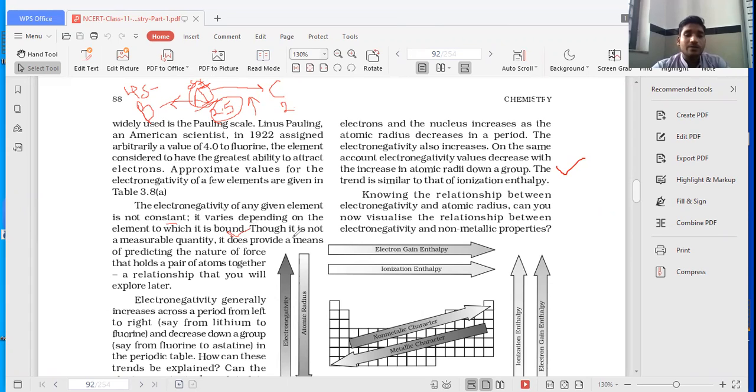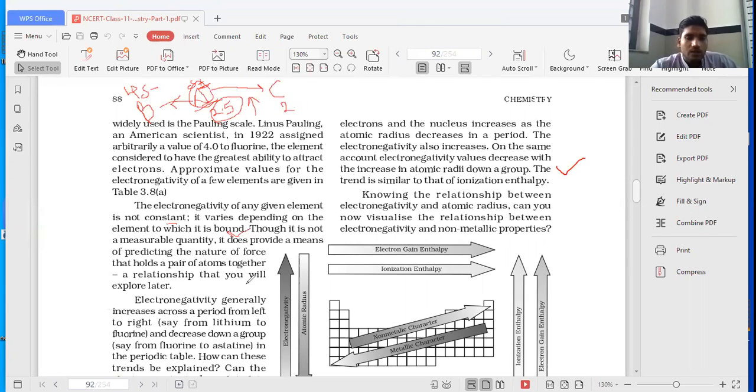Though it is not a measurable quantity, it does provide a means of predicting the nature of the force that holds a pair of atoms together, a relationship that you will explore later. In chemical bonding we will discuss it in great detail, but for the time being you must have an idea of electronegativity, right? In general, when an atom of any element is not attached to any other atom, because this time we are studying the periodic table, not chemical bonding, we are just concerned about the individual atom's electronegativity. What is the electronegativity of fluorine? What is the electronegativity of chlorine or other elements in the periodic table?